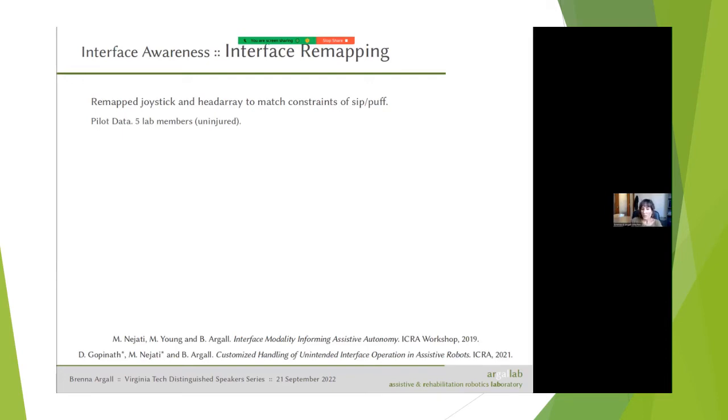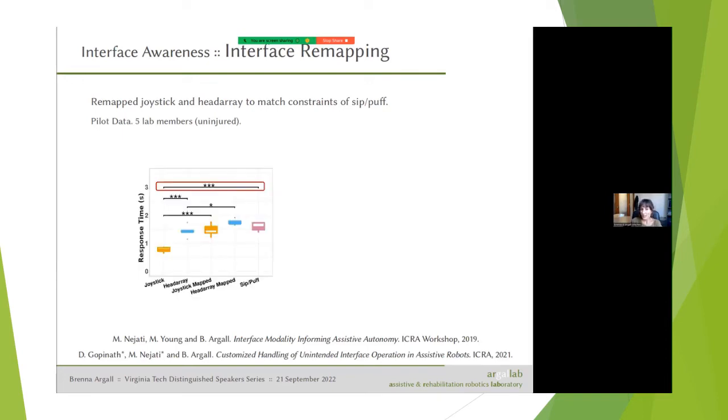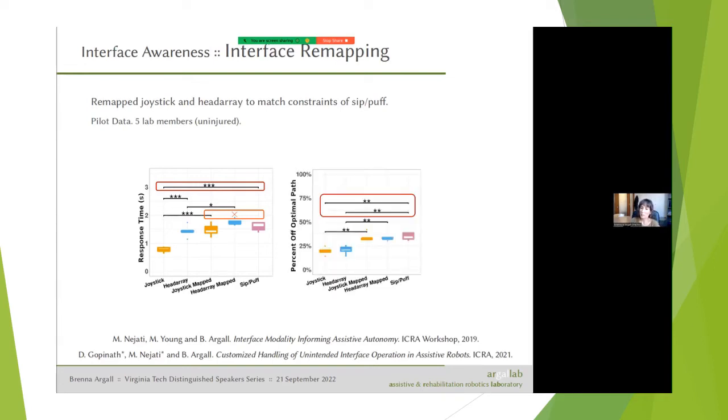But what we saw for response time is that there's a statistically significant difference between the joystick and the sip and puff. However, after we remap the joystick to match the constraints of the sip and puff, we no longer have that difference. Same thing for what percentage of time the wheelchair went out of bounds, off the optimal path. Here we saw a statistically significant difference between both of the interfaces and the sip and puff. And then again, both of those differences went away once we had the remapping.